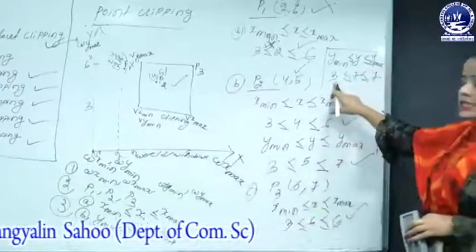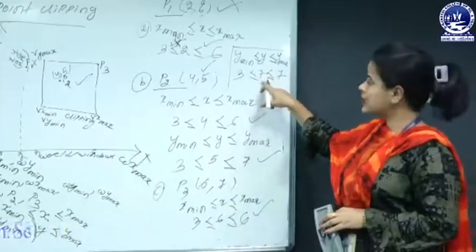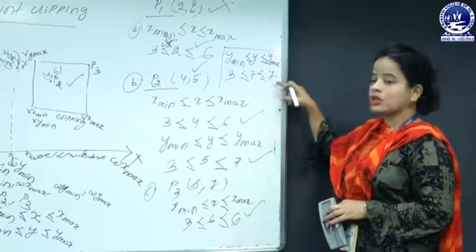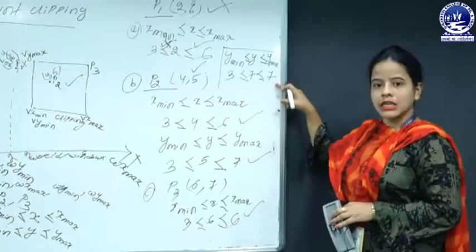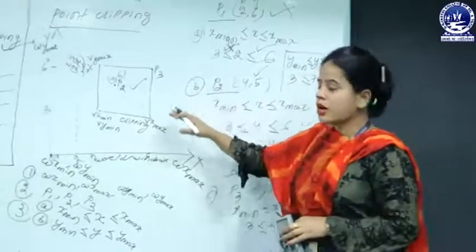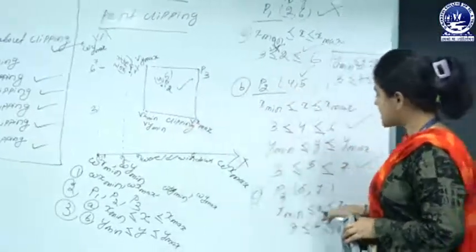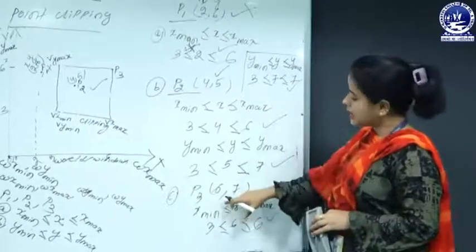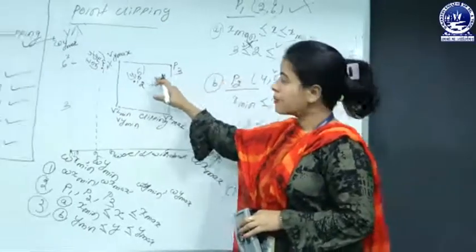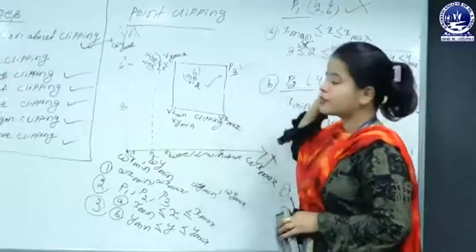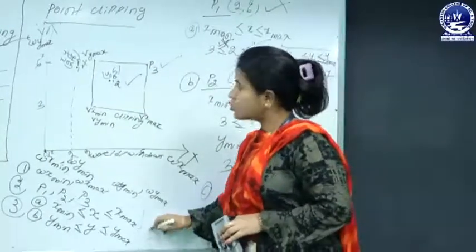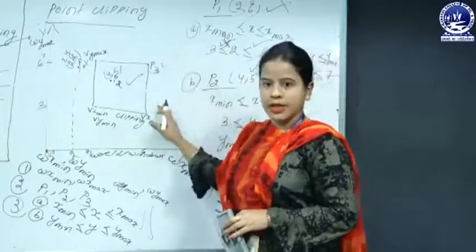So now to check 3 is less than or equal to 7, the condition is true. After that you have to check 7 is less than or equal to 7, yes, 7 is equal to 7. That means the y coordinate is also present inside the region of the clipping window. That means in this case the x coordinate and also the y coordinate are present within the given clipping window. So here the P3 pixel point is also accepted. So by using these two constraints we can calculate the point clipping mechanism.